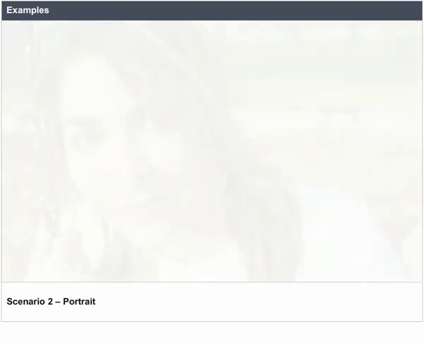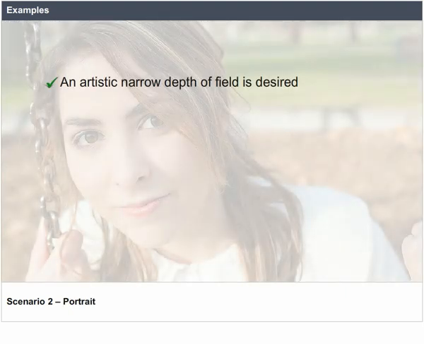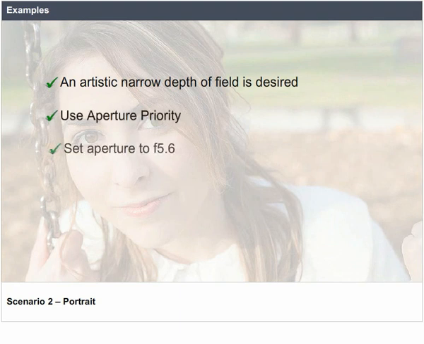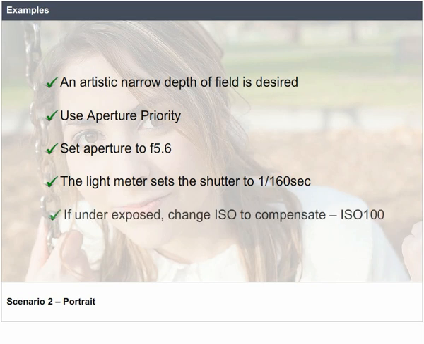Scenario 2. Portrait. An artistic narrow depth of field is desired. Use aperture priority. Set aperture to f5.6. The light meter sets the shutter to 160th of a second. If underexposed, change ISO to compensate, ISO 100.